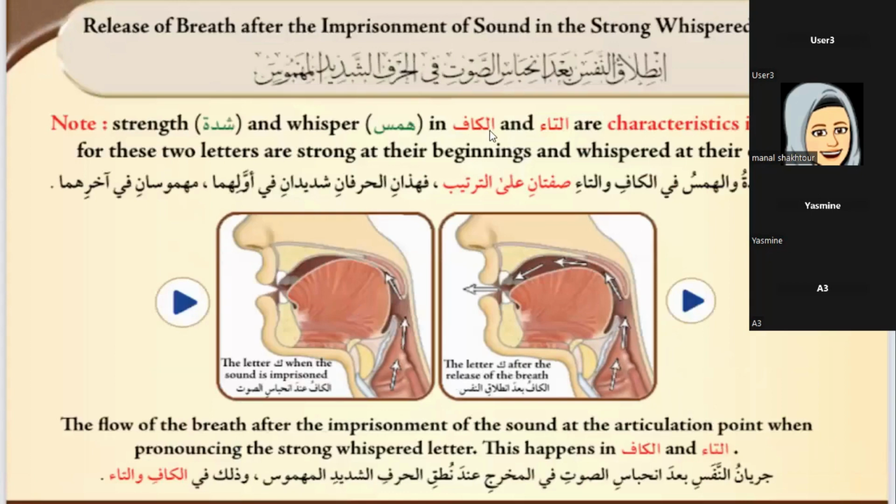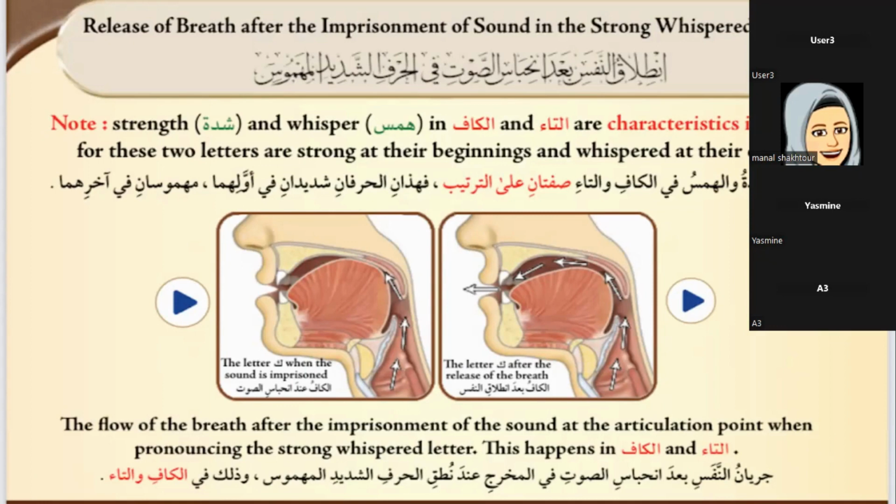Strength and whisper in kaf and ta are characteristics in order. So the two letters are strong at their beginnings and whispered at their ends. So, for example, kataba. It starts as strong, and it ends as a whisper.